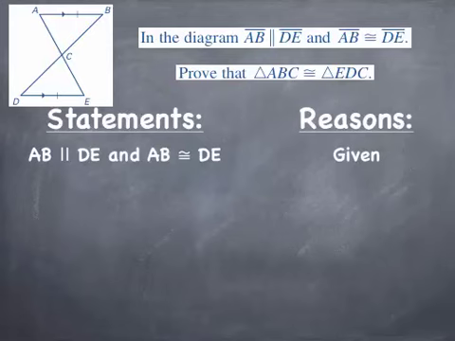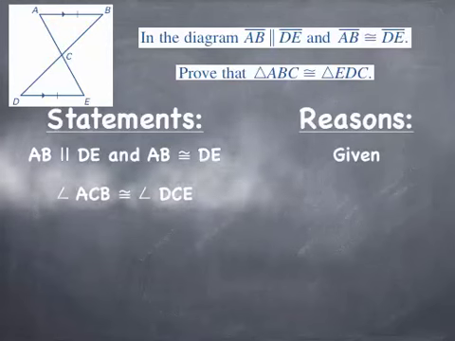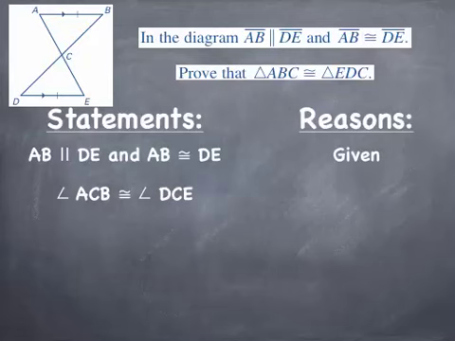I'm going to choose to use the fact that angle ACB and angle DCE are vertical angles, and because they are vertical angles, I can say that they are congruent. So I'm going to say that ACB is congruent to angle DCE because of the vertical angles theorem.